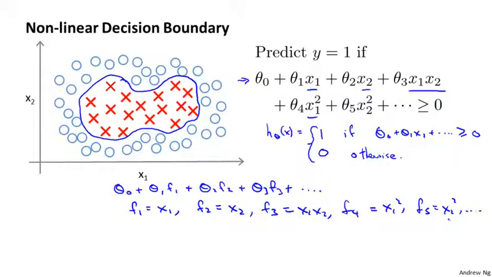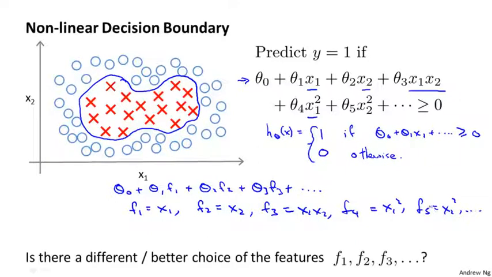And we've seen previously that coming up with these high order polynomials is one way to come up with lots more features, but the question is, is there a different choice of features, or is there a better choice of features than these high order polynomials? Because it's not clear that these high order polynomials are what we want. And when we talked about computer vision, when the input is an image with lots of pixels, we also saw how using high order polynomials becomes very computationally expensive because there are a lot of these high order polynomial terms. So is there a different or a better choice of the features that we can use to plug into this sort of hypothesis form?